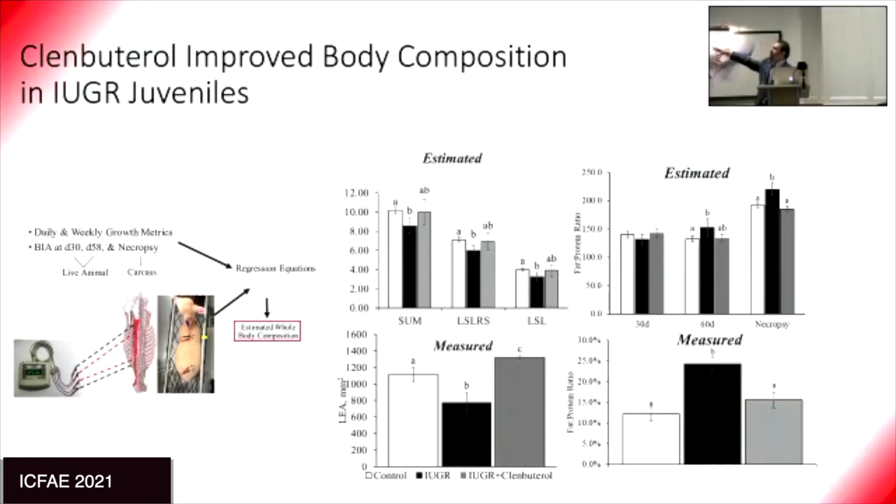And so you see at 30 days, they're not fatter. That's the estimated fat to protein ratio there. But at 60 days, the fat ratio is up relative to protein, and then of course at necropsy, so that's basically like the skinned animal. And then when we had it sent off to be measured by proximate analysis, and that's the loin muscle there, it showed the same thing. The fat content was up in the IUGR-born lambs relative to protein content, but that was rescued by the clenbuterol treatment.